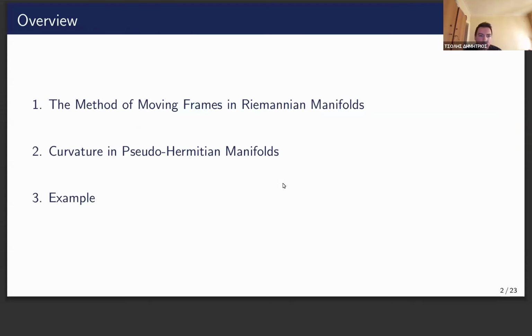So we have essentially three parts. First, I will introduce you to this method of moving frames in Riemannian manifolds. So we can see this method, which is a very useful method to study curvature. Essentially, what this does is it helps us compute the curvature in a very easy way, in contrast to the Koszul formula, which is more messy, I'd say. And then we'll define the curvature. We'll see this identity that I mentioned, and at the end, I'll give an example. So let's begin.